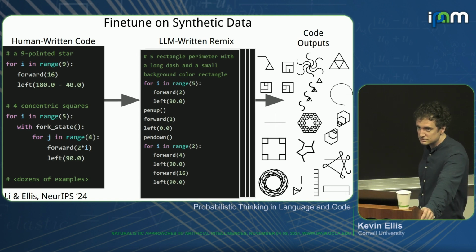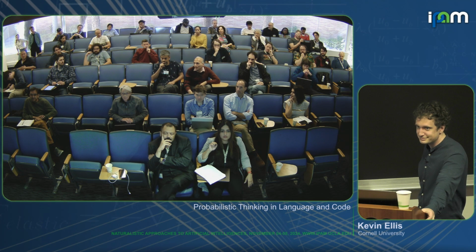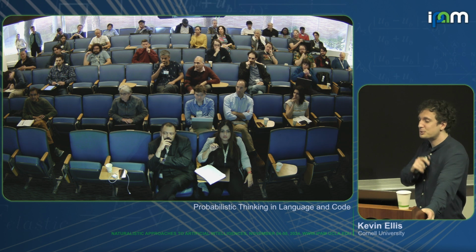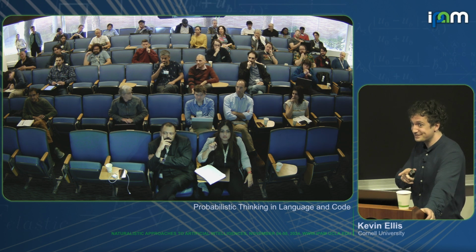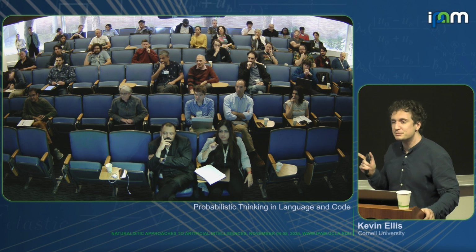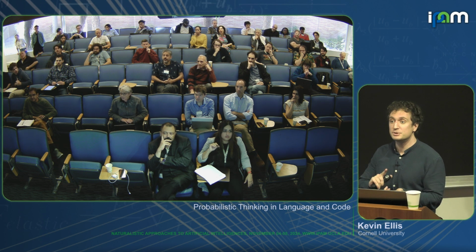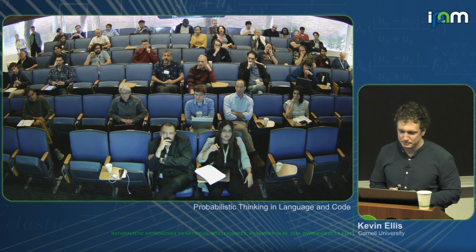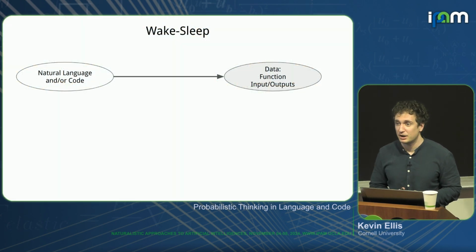Yes? But this may not be the natural distribution of tasks that you care about. Great question. In 4 minutes, we will get to that. But that's fantastic. So that's the big problem with this, which is that there might be distribution mismatch. OK, so to address that, we're going to do what's sometimes called a wake-sleep algorithm.